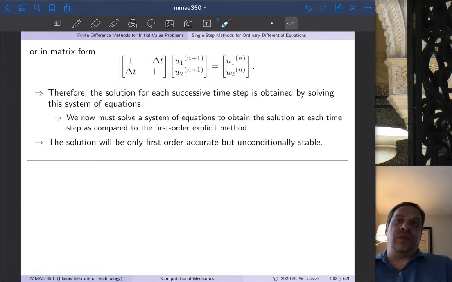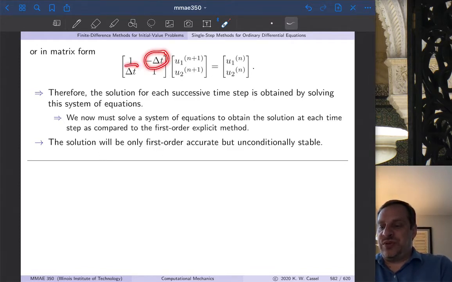So we have to solve the system of equations in a coupled fashion, just like we did back in chapter 2, I believe it was, solving systems of equations. Obviously these are just numbers, the delta t's, minus delta t's, those are just numbers. So we can take the inverse of this, or however we want to solve it, and get the solution for u1, u2 at the new time level. And then again, you just do that over and over again.